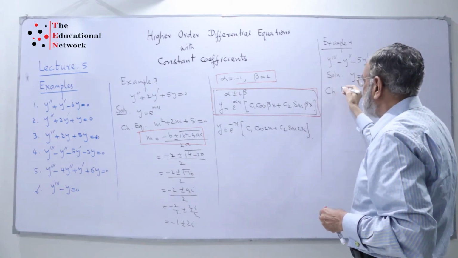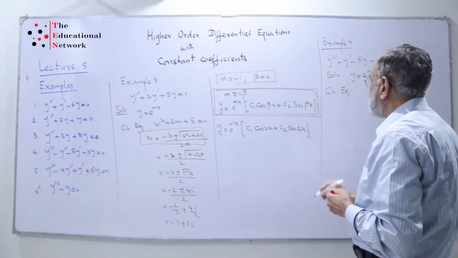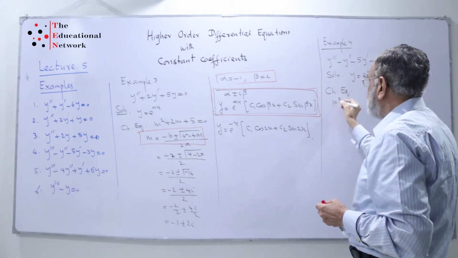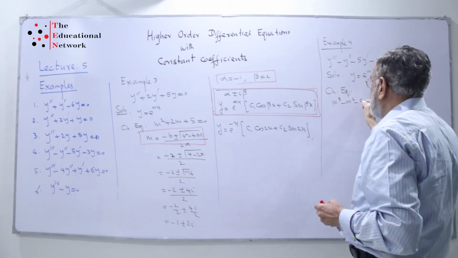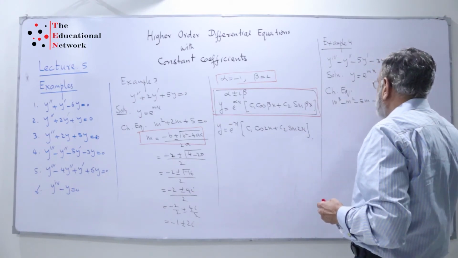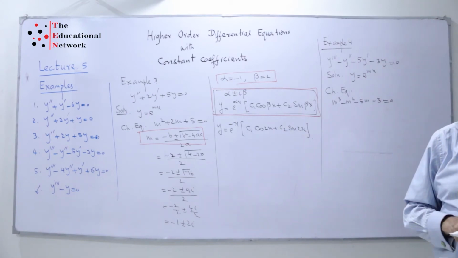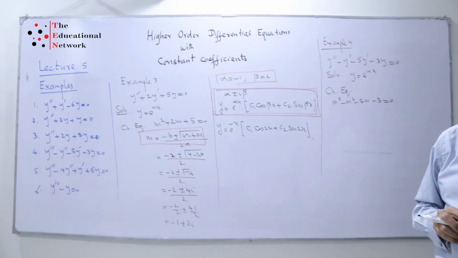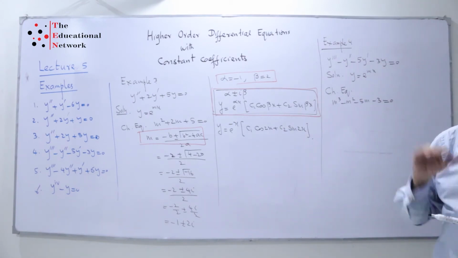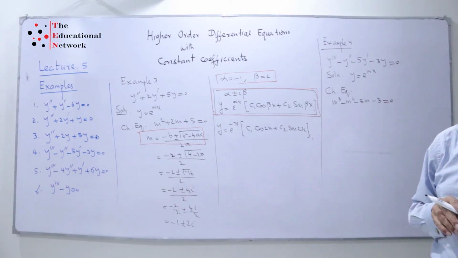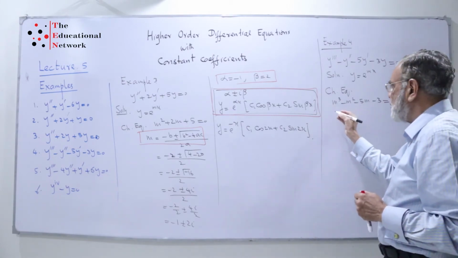My characteristic equation, or auxiliary equation as some of the books call it, is m cube minus m square minus 5m minus 3 equal to 0. There are techniques for solving third order differential equations. One way is to take a trial solution, then divide and lower the order of the equation, and then solve it. We take the trial solution m equal to 1.